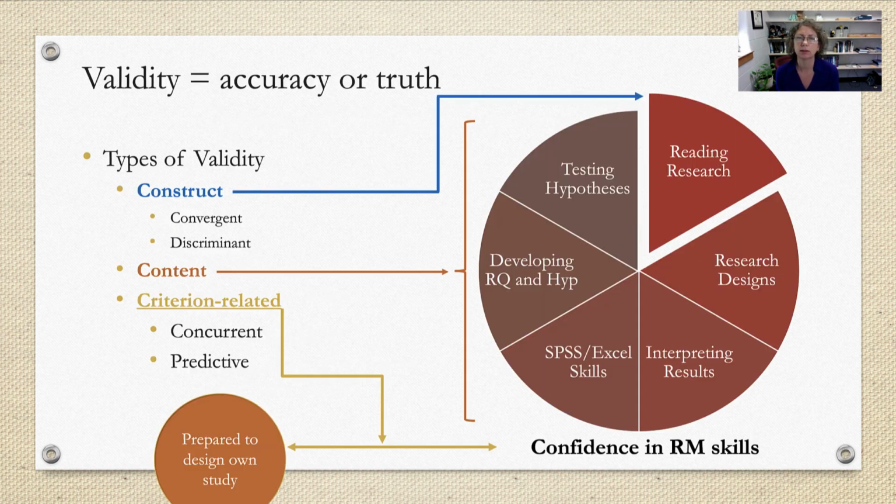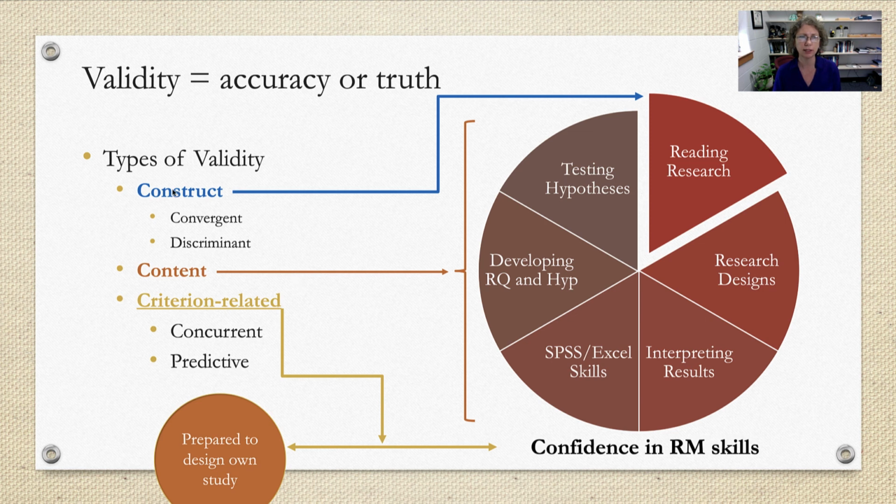So validity, I want you to think of the word accuracy or truth. If you're looking at the validity of a measure, you're saying, is it accurate, or does it truly represent what I'm saying it does, right? So let's say in our example I have a measure that's purporting to measure someone's confidence in research method skills. That's the construct right there that we're trying to get at, someone's confidence in their skill set.